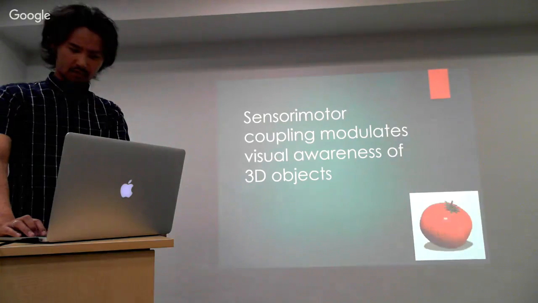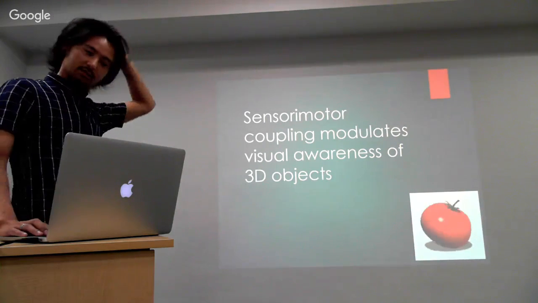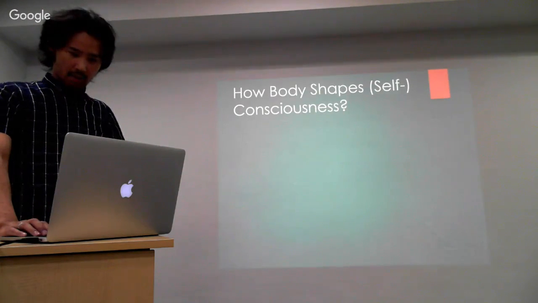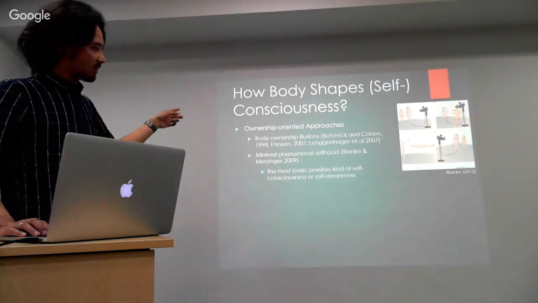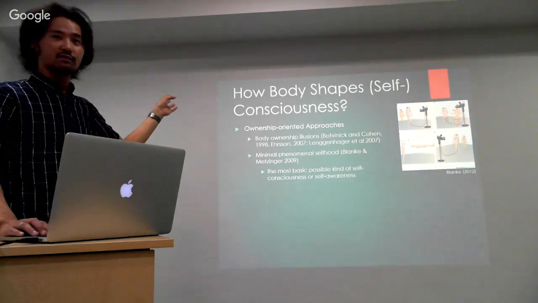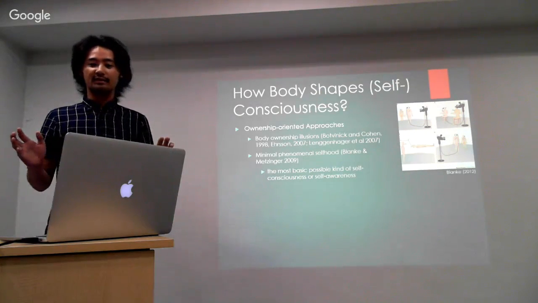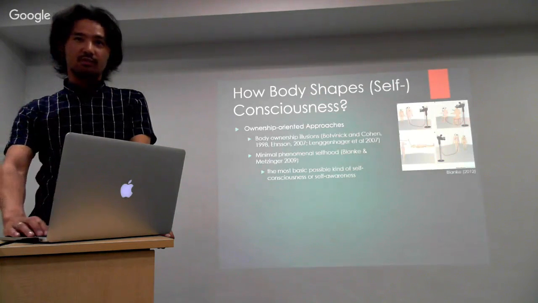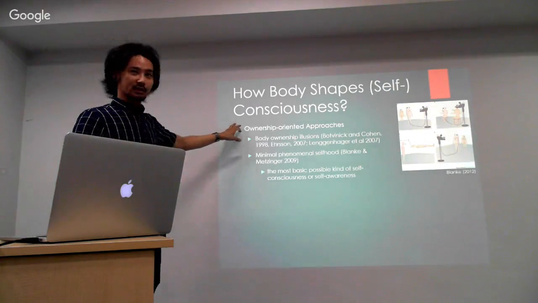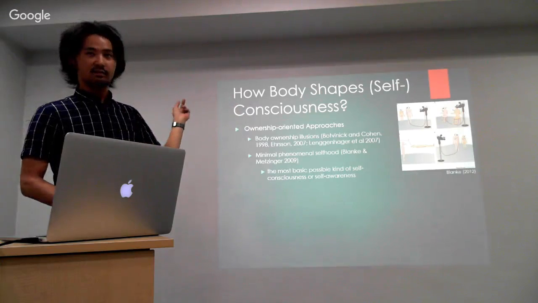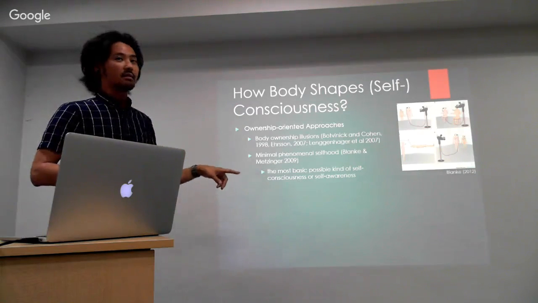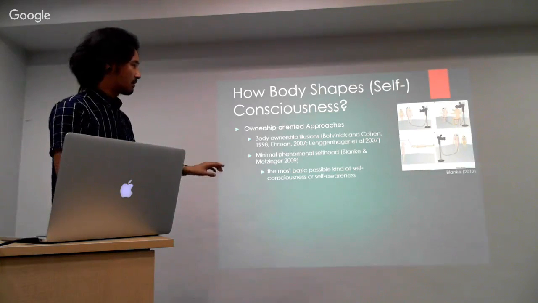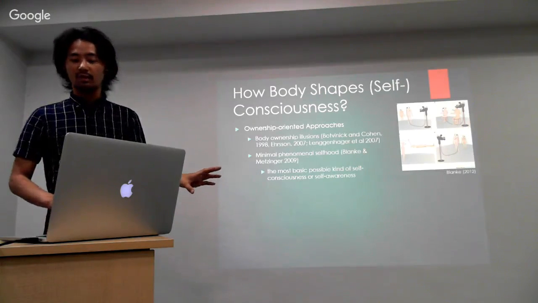Okay. So the first study, to put the title simply: sensorimotor coupling modulates visual awareness of 3D objects. It's a bit redundant, but I again talk about bodily self-consciousness. People study consciousness in terms of body, but there are mainly two different streams of study. The first one is the ownership-oriented approach. As I described earlier, there are several bodily illusions, like the rubber hand illusion or the full body illusion.